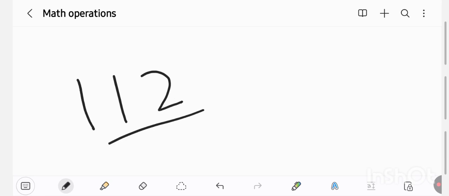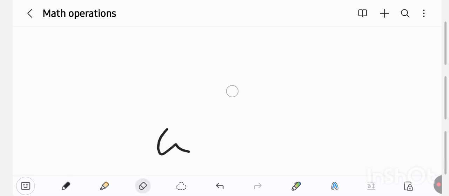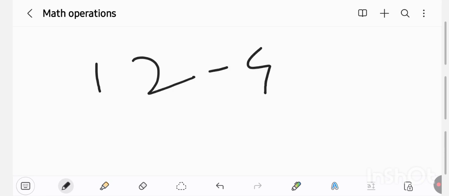Suppose you have 12 divided by 4. It means you just do this: 12 minus 4. You have to transform it into 0. So 12 minus 4 is what?